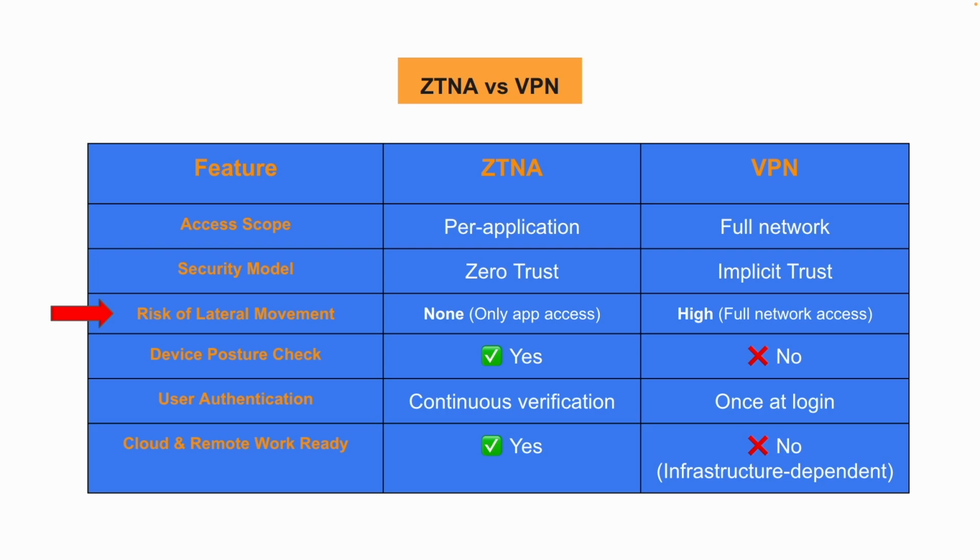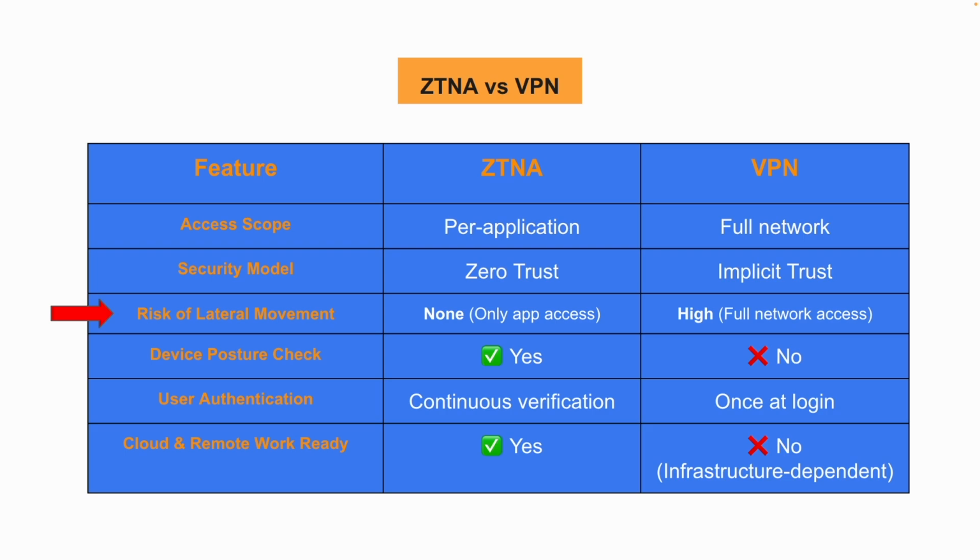As we have discussed, ZTNA operates on the principle of least privilege access, ensuring that users are granted access only to specific applications they are authorized for, rather than the entire network. This approach significantly reduces the attack surface and prevents unauthorized lateral movement within the network.